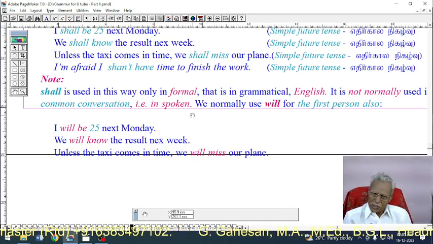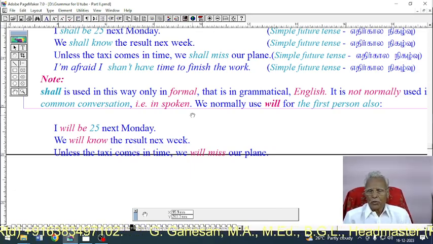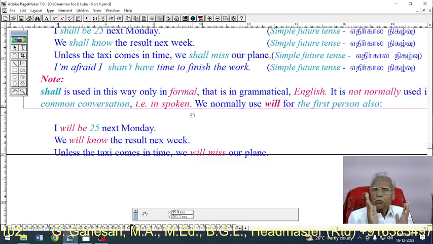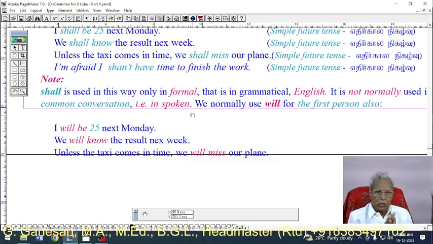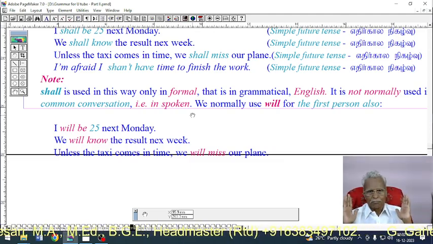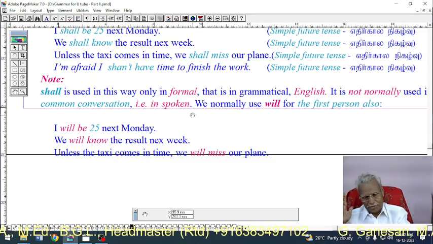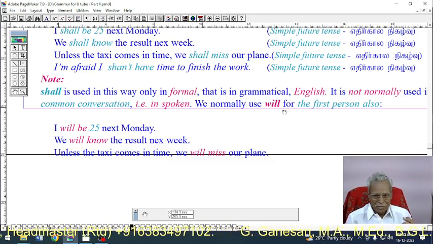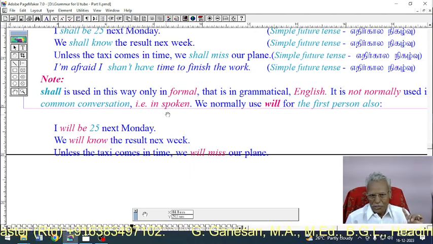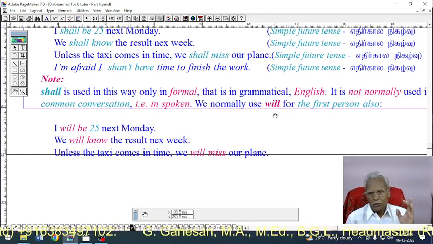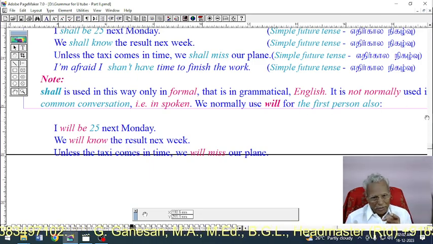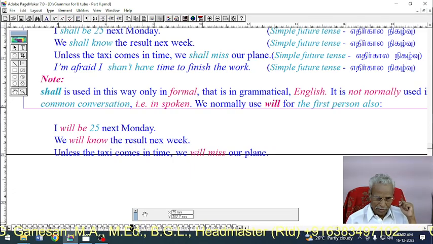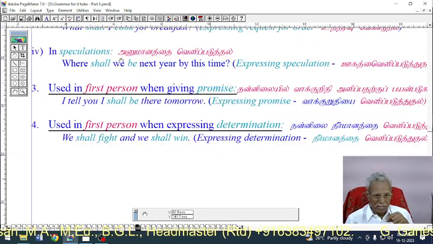But as far as myself is concerned, I could say that to express normal future events, we should use shall in the first person. So for this, some examples are given, some exceptions regarding this. In normal common conversation, in spoken English, you normally use will for the first person also. But it is revised in the following sentences. This idea is modified.